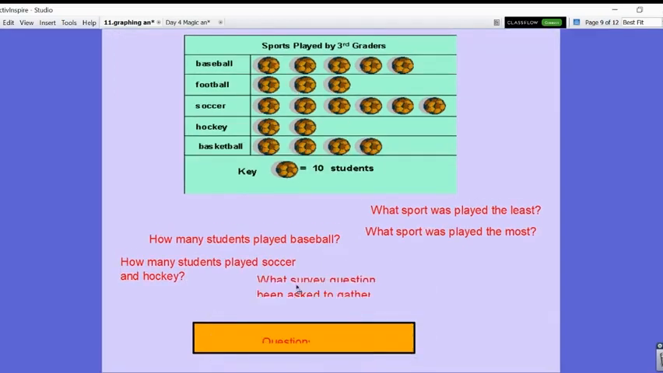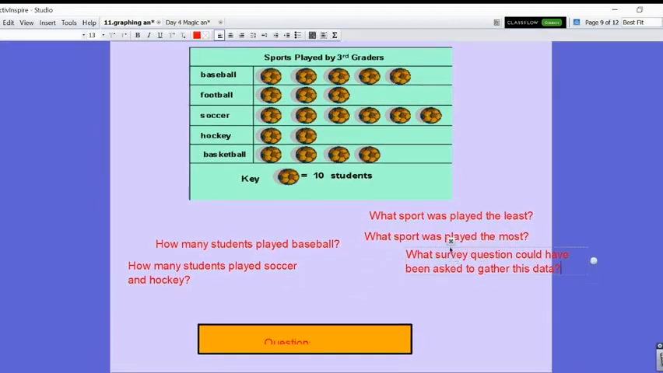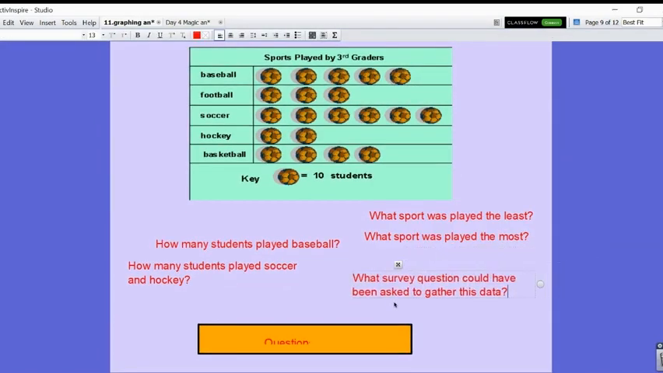Another question that we could ask. Ooh, this is a good one. What survey question could have been asked to gather this data? We see the title, and that's often where I would look to find this answer. The title says sports played by third graders. So we might wonder, what question was asked to these students in order to get this data? If I were thinking about it, I would think that they asked the third graders, what sport do you play?